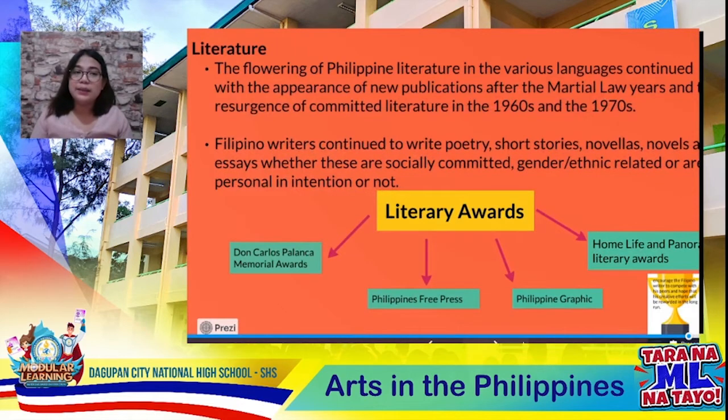Next, let's proceed to literature. The flowering of the Philippine literature in the various languages continues with the appearance of new publications after the martial law years and the resurgence of committed literatures in the 1960s and the 1970s. Filipino writers continued to write poetry, short stories, novellas, novels, and essays, whether these are socially committed, generic, related to personal intentions, or not.